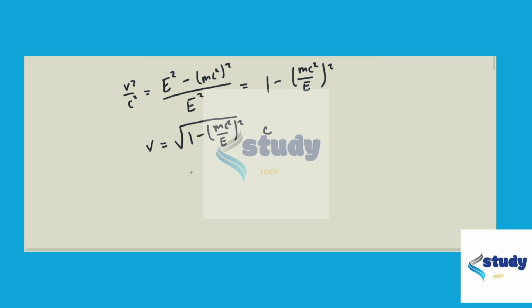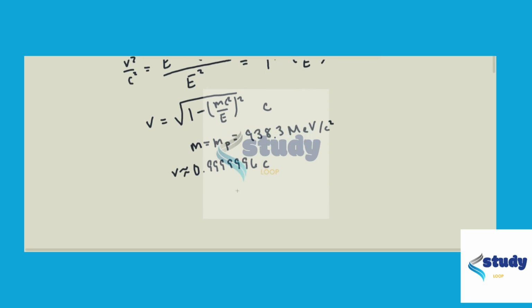So using the energy that we're given, and the mass of the proton, which is 938.3 MeV over c squared, we get that the velocity is about 0.9999996 c, where I am keeping this many digits to differentiate it from 1 because it is not moving at the speed of light. It is just moving very close to the speed of light.